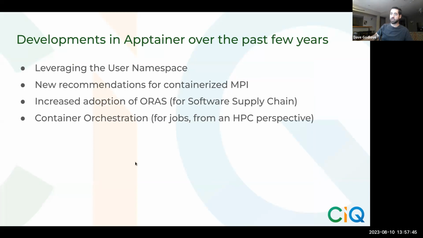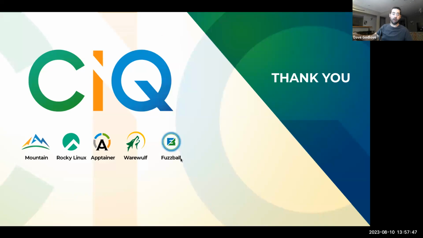All right, so just to recap, I covered user namespaces, new recommendations for MPI, ORAs and how it pertains to software supply chain. And then I finished up by talking about orchestration from an HPC jobs perspective. And so I'm sorry that we don't have a lot of time for questions, but I'm happy to stick on for as long as others want to stick around and answer questions.